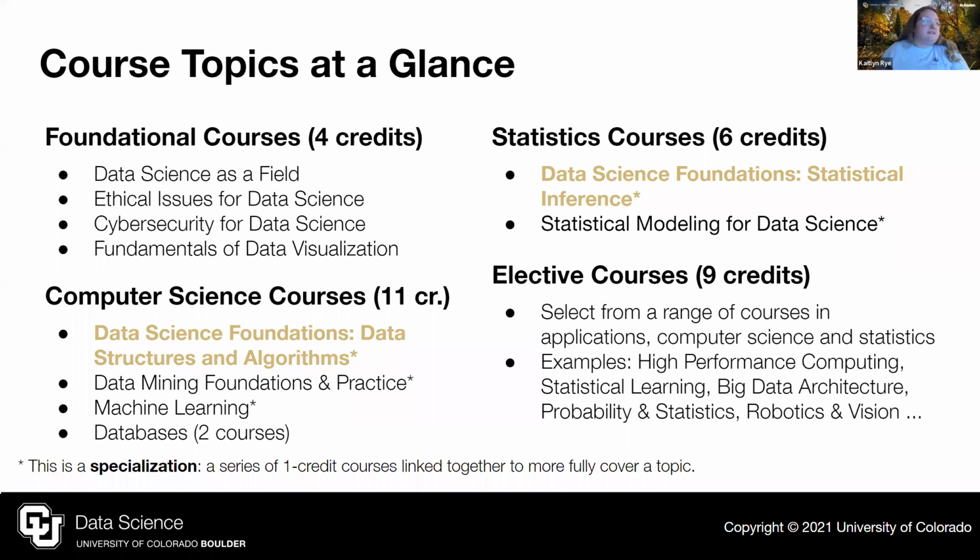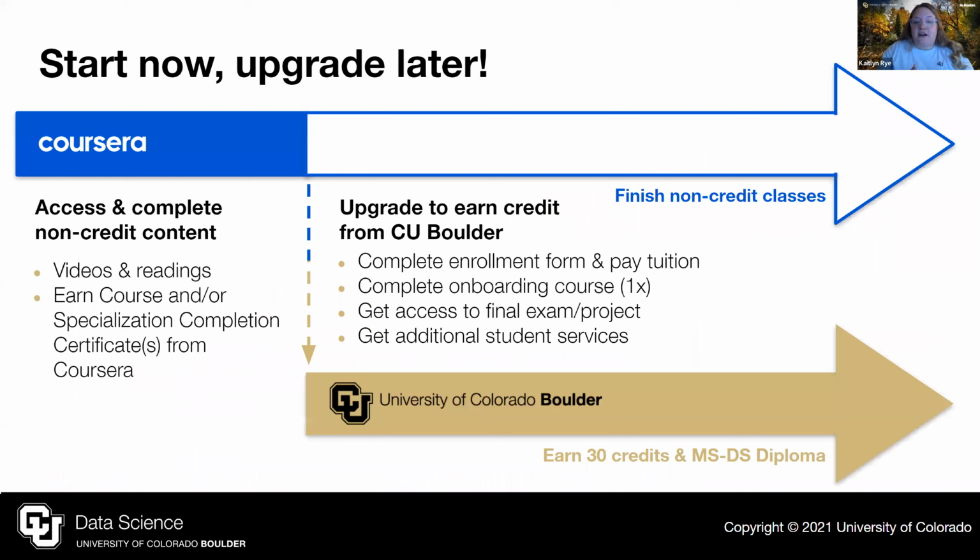A couple of other features of this degree that I want to point out, in case you're wondering how all this works: all the courses are online on Coursera. If you just want to learn the content, you can take the non-credit courses there. With a monthly subscription to Coursera, you can watch videos, find readings, and complete labs and assignments. If you'd like to earn credit from CU Boulder, you can upgrade from the non-credit version to the 4-credit version of the course. To do this, you complete the enrollment form online and pay tuition.